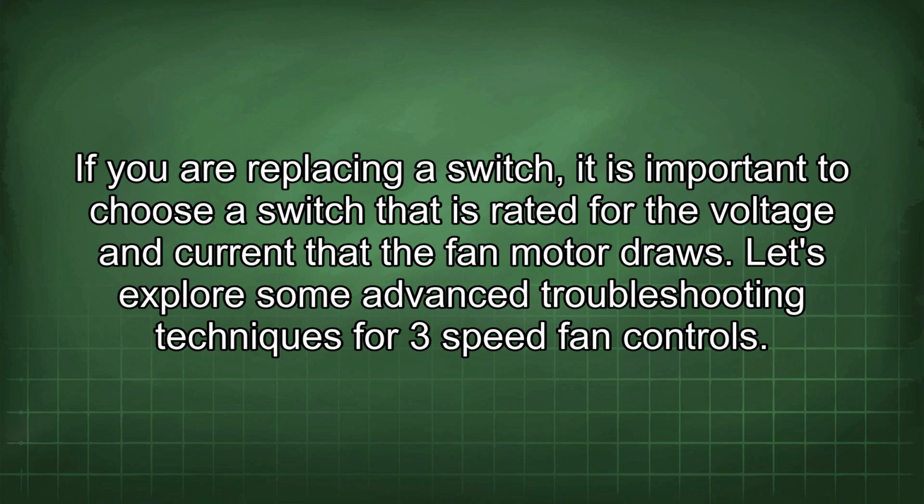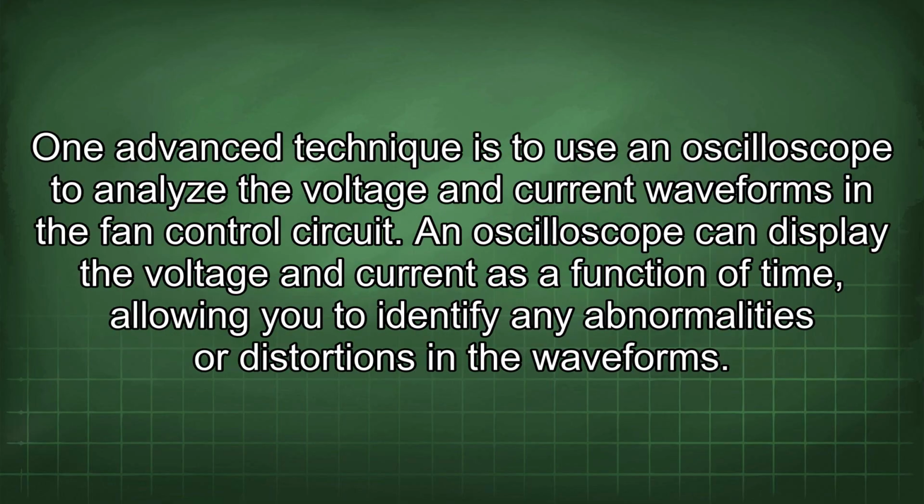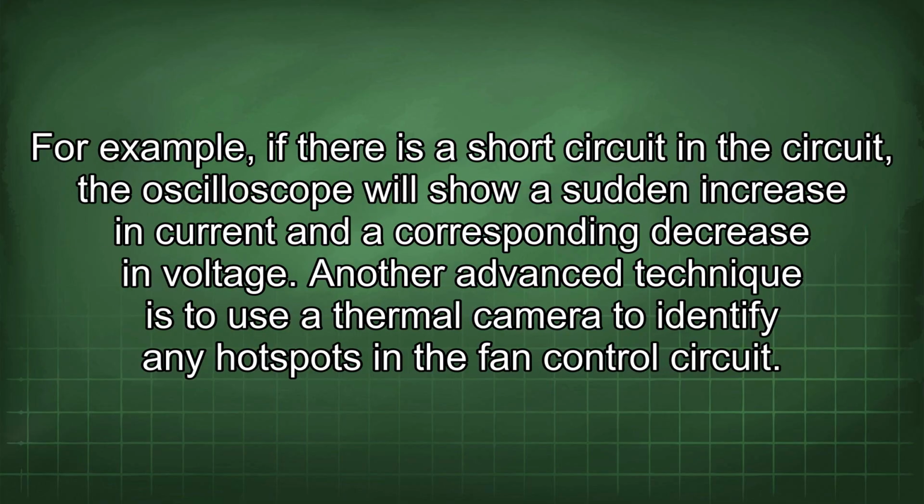Let's explore some advanced troubleshooting techniques for 3-speed fan controls. One advanced technique is to use an oscilloscope to analyze the voltage and current waveforms in the fan control circuit. An oscilloscope can display the voltage and current as a function of time, allowing you to identify any abnormalities or distortions in the waveforms. For example, if there is a short circuit in the circuit, the oscilloscope will show a sudden increase in current and a corresponding decrease in voltage.